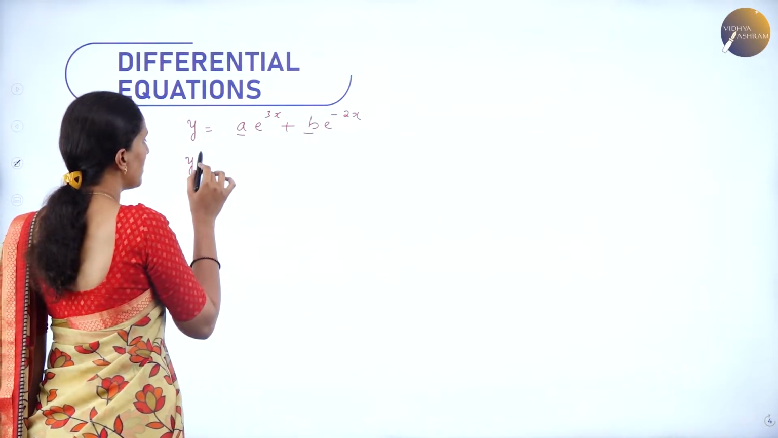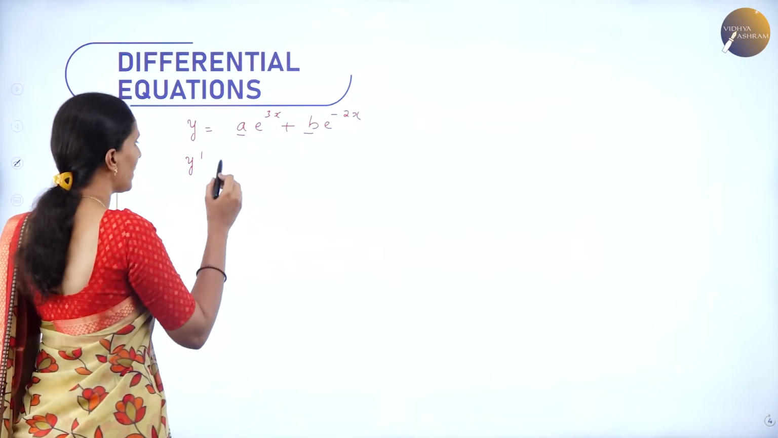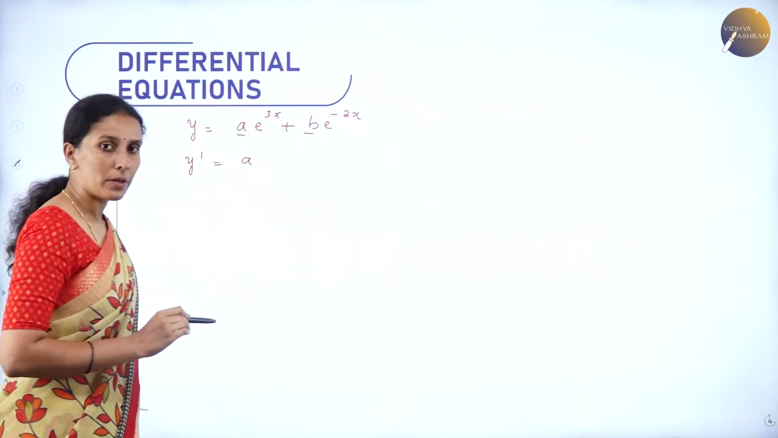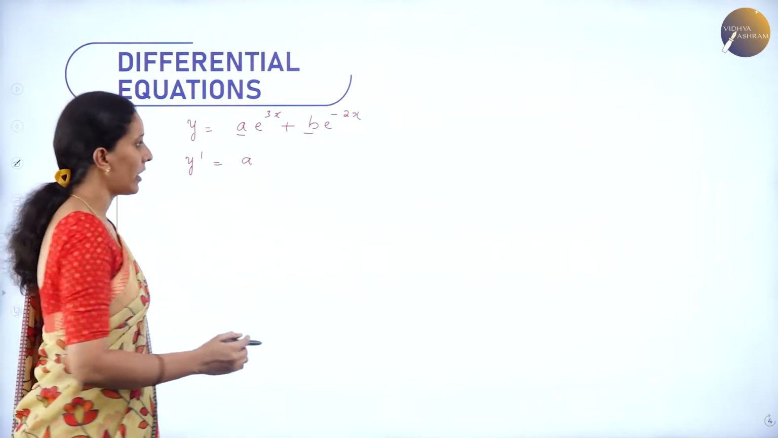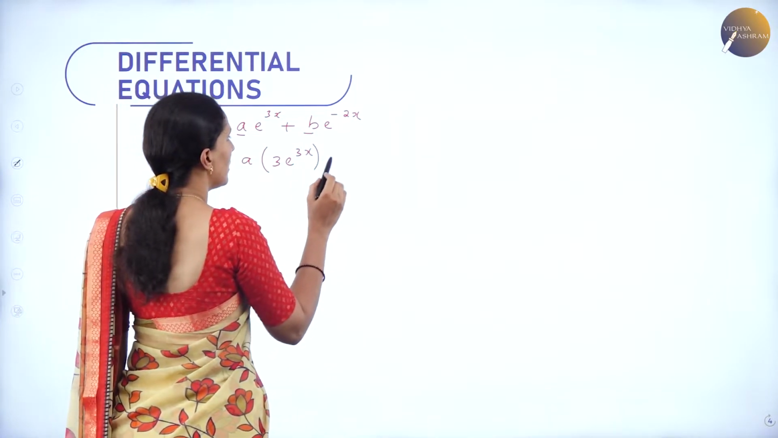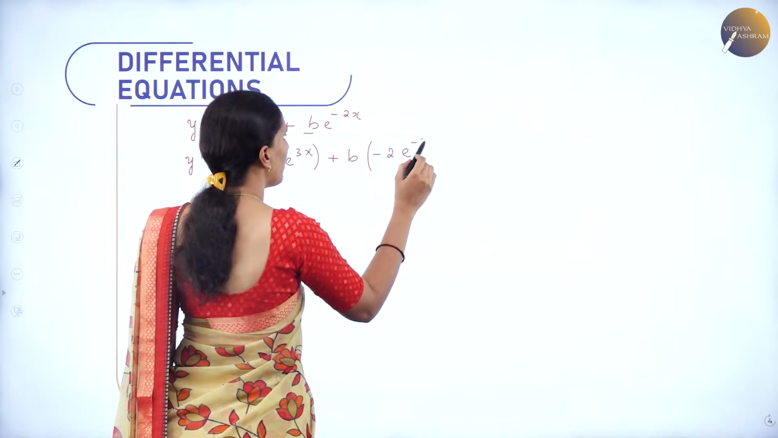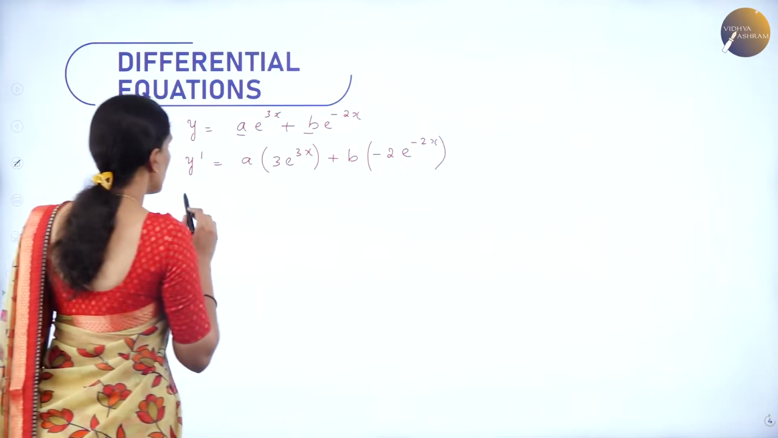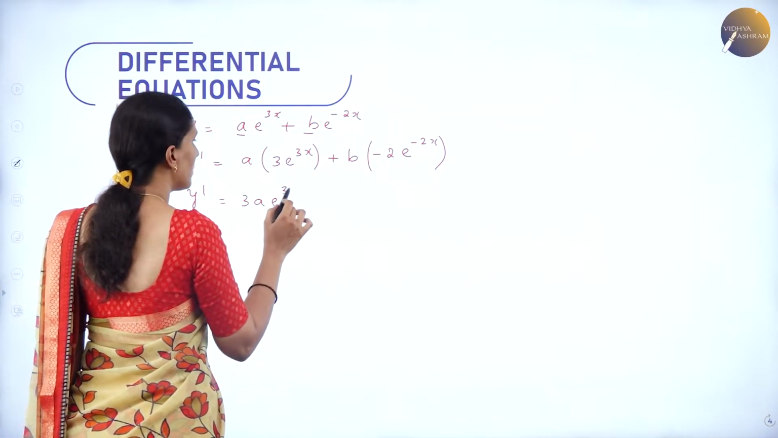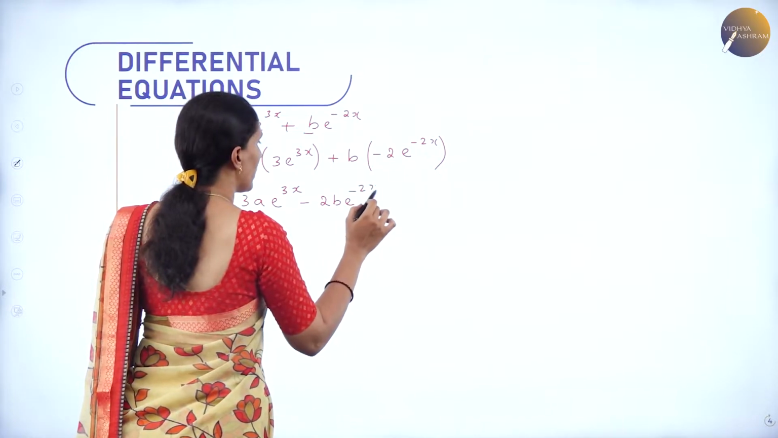y becomes y dash, that is dy by dx. We are differentiating with respect to x. We know the derivative of e power ax is a into e power ax. So, the first term becomes 3 into e power 3x. Next we have, here, minus 2 e power minus 2x. So, y dash is equal to 3a e power 3x minus 2b e power minus 2x.